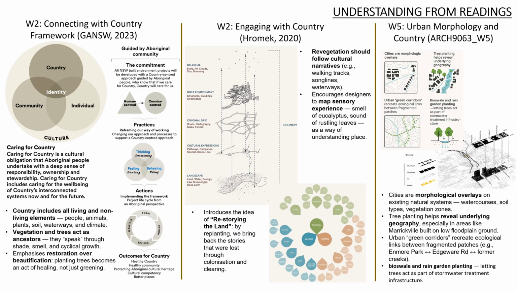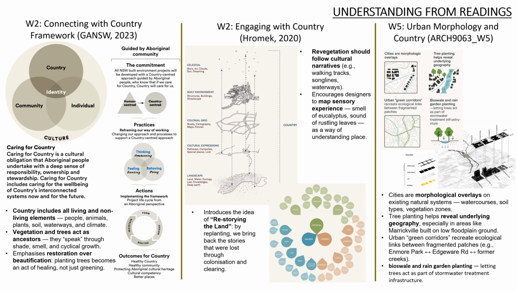Slide 4, Understanding from readings. The theoretical framework comes from 3 key readings. Connecting with Country explains that country includes all living and non-living systems, people, waterways, soil, vegetation, and climate. Trees act as ancestors and planting becomes an act of healing.